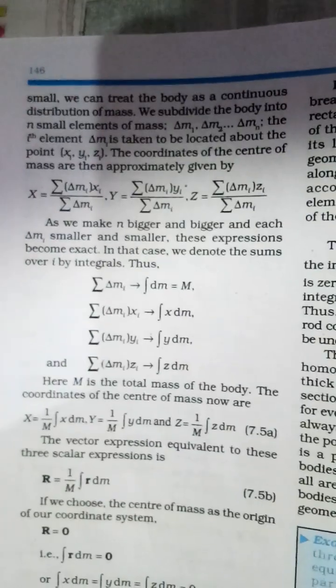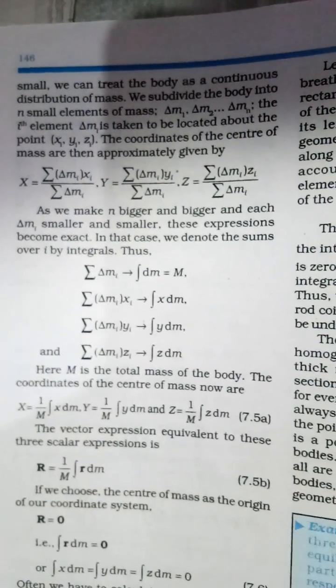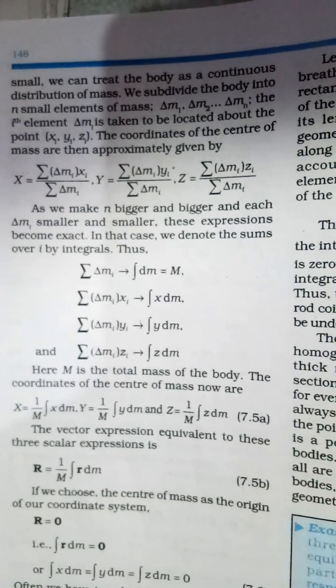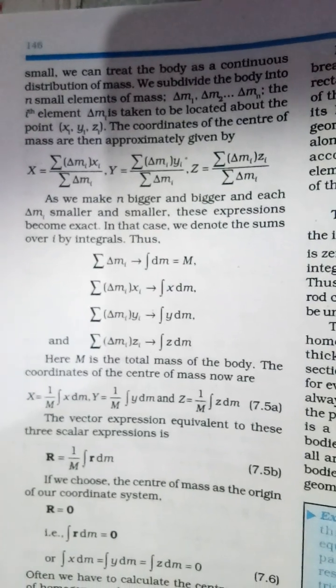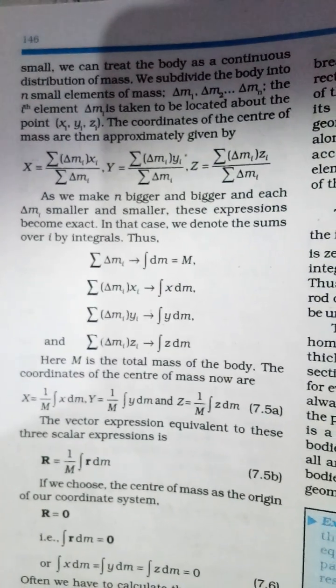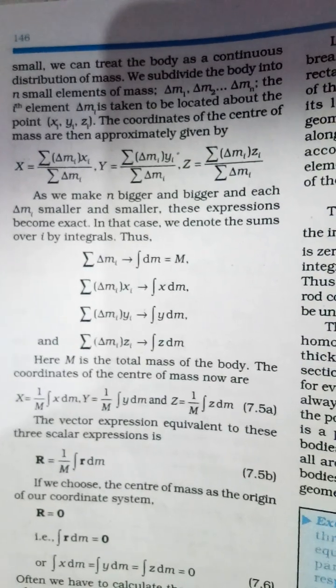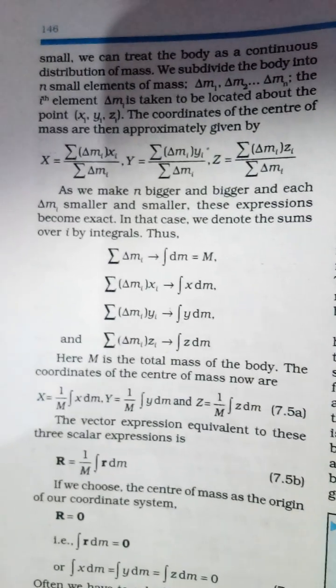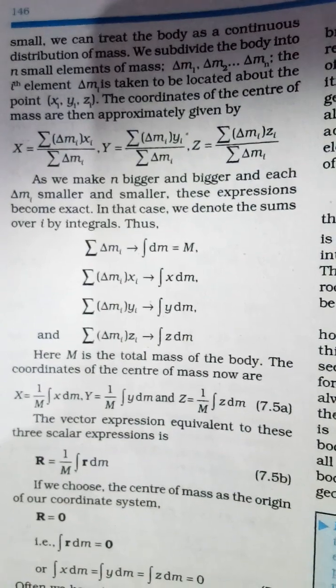The number of particles, atoms or molecules in such a body is so large that it is impossible to carry out summation over individual particles in these equations, since the spacing of the particles is small, and we can treat the body as a continuous distribution of mass, and we subdivide the body into n small elements of mass, as you will see m1, m2, and mn.